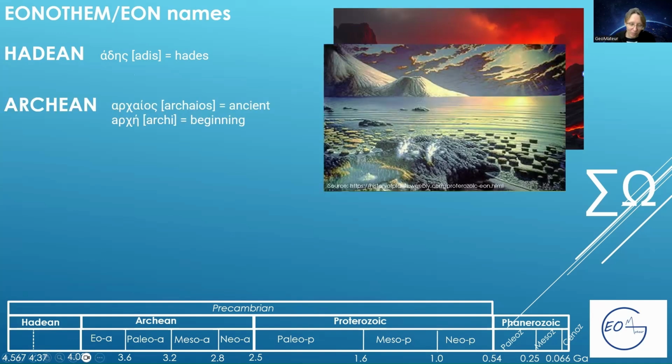Next unit, Archean. The name Archean comes from two Greek words meaning ancient and beginning, and the words refer to the first noticeable form of life on our planet, represented by bacteria and archaea. Oh, by the way, you can connect archaea and Archean to memorize the name of this unit.